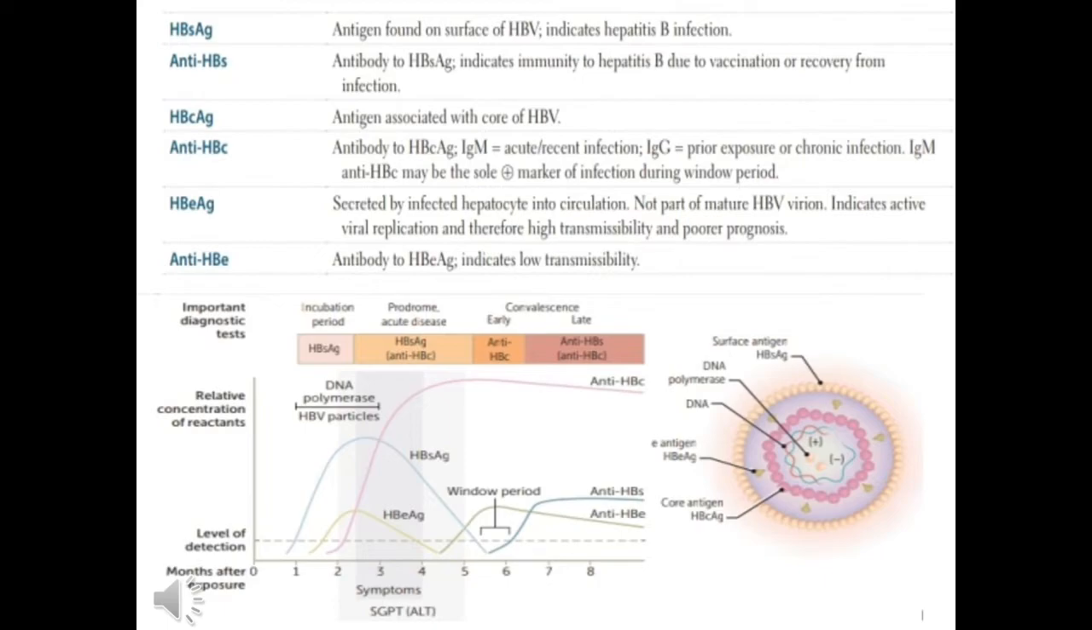HBeAg is secreted by infected hepatocytes into the circulation, not part of the mature HB virus virion, indicates active viral replication and therefore high transmissibility and poorer prognosis. Anti-HBe is antibody to HBe antigen, indicates low transmissibility.